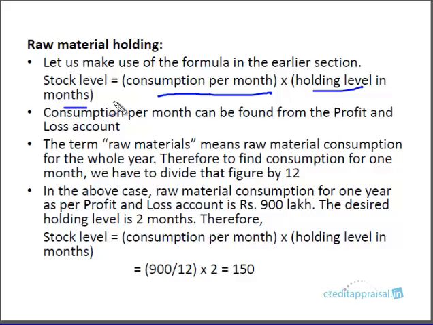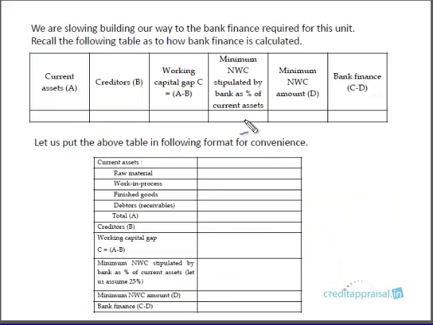Now you can do the calculation. Stock level is consumption per month into holding level. Consumption per month is 900 by 12. The holding level we have assumed is 2 months. So 900 by 12 into 2 is 150 lakhs. What we are saying is, if the company maintains on an average 150 lakhs of raw material, it will be sufficient. It can ensure uninterrupted and smooth operations. So this is the formula. If you recall, in the previous segments, we have discussed this table.